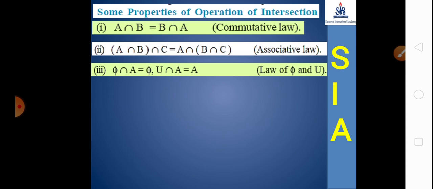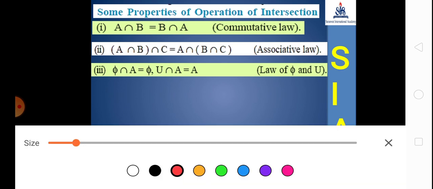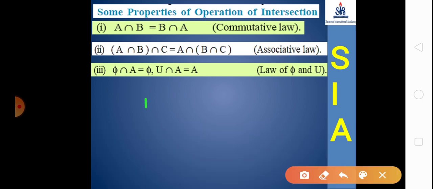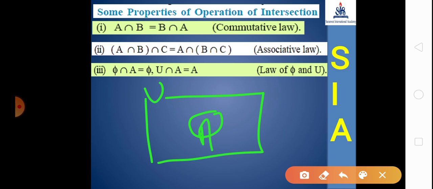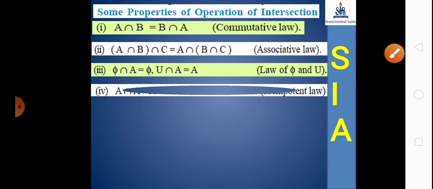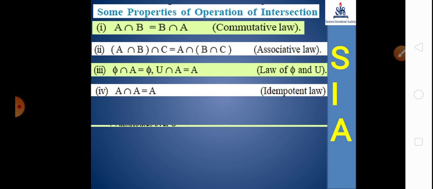And universal set intersection A is called A, because see here, I just explain with a little drawing for your example. This is your universal set U, and inside it is set A. This set A is surely present in U. That's why my answer is A. Next, A intersection A is equal to A. It means if you intersect a set with itself, surely the answer is itself. It is the idempotent law. Same as the idempotent law I explained in the union also, students.